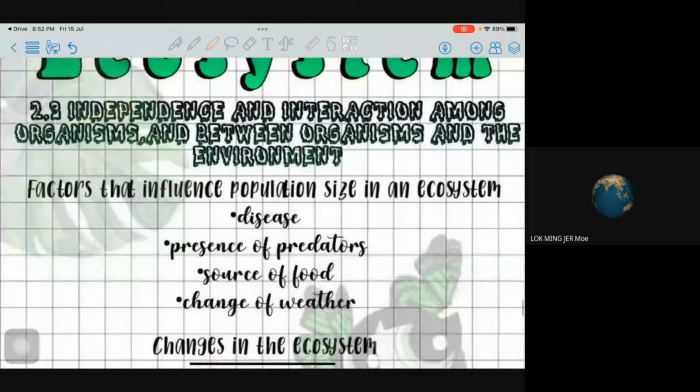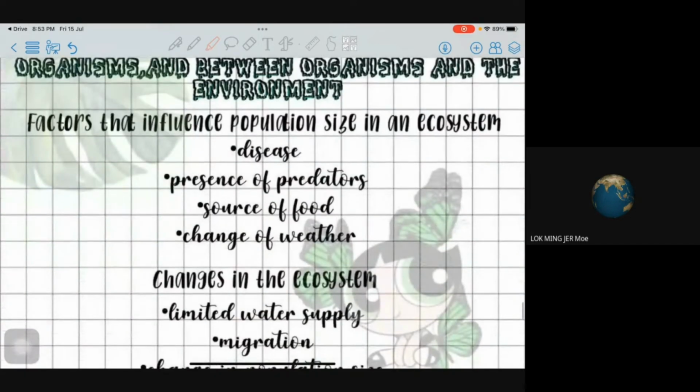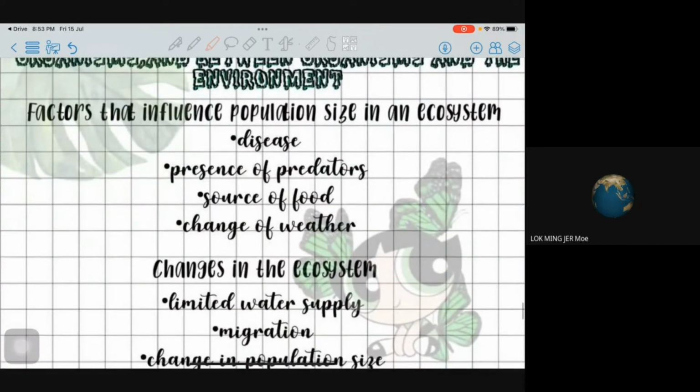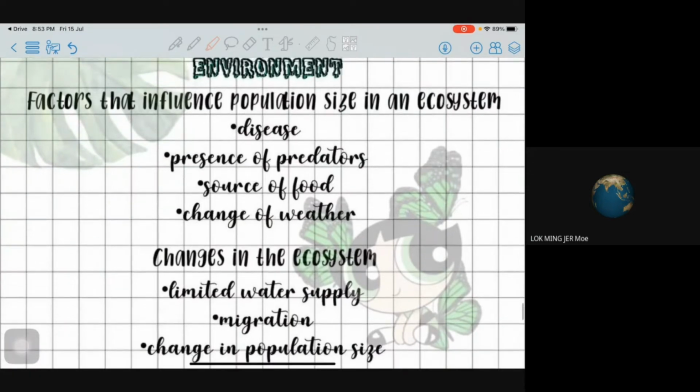Okay, so what are the factors that influence population size? It can differ, because sometimes the population size is decreasing because of disease. Maybe because of the presence of a predator, like a lion or tiger. Maybe the source of food is not enough there, so the population will drop as well.